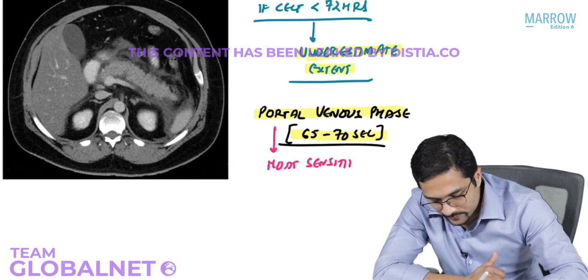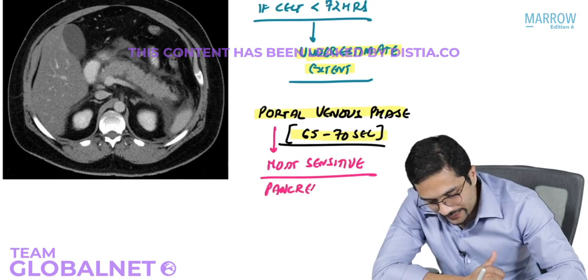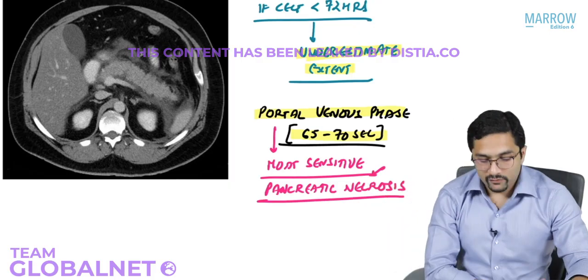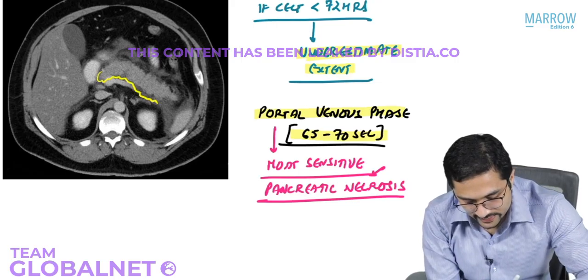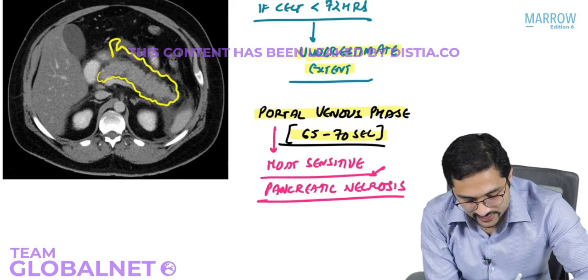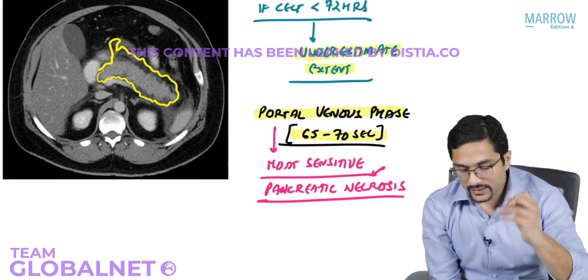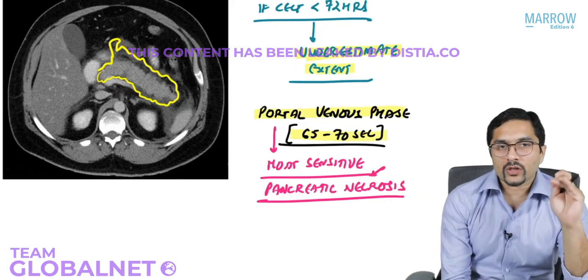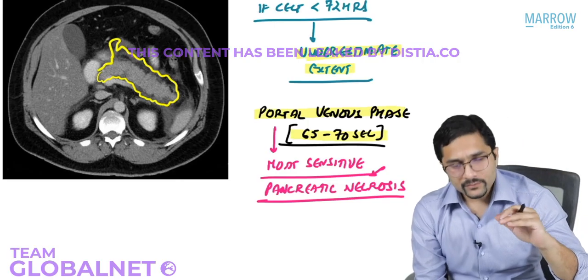Which tells us about pancreatic necrosis. So whether the pancreatic tissue is viable or non-viable, this we will get to know in this portal venous phase. Now in this CT, you can see that the pancreas is bulky and edematous, and there is some peripancreatic collection which is suggestive of acute pancreatitis. So CECT is the investigation of choice, and I want you to know about this portal venous phase being the most sensitive for pancreatic necrosis.